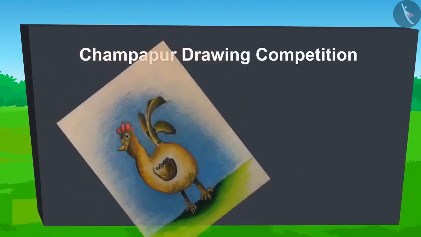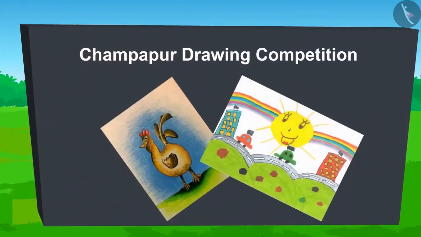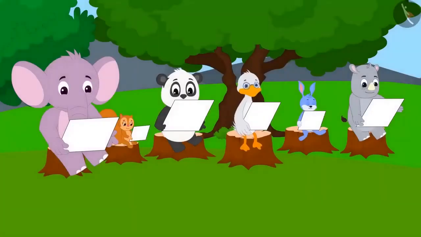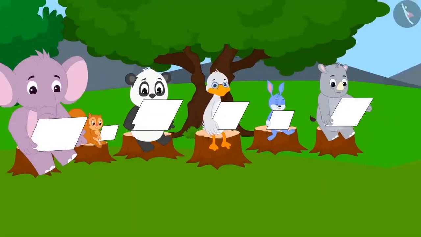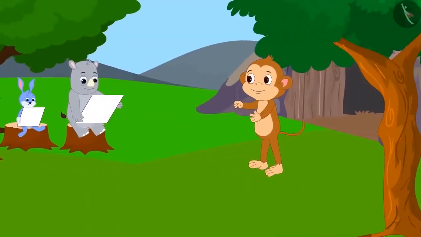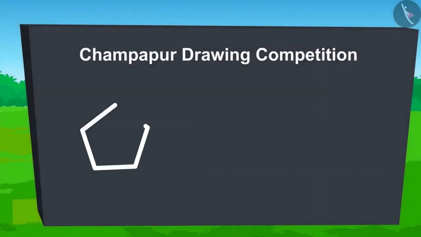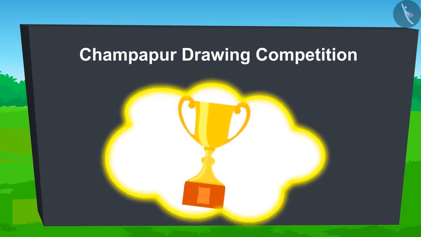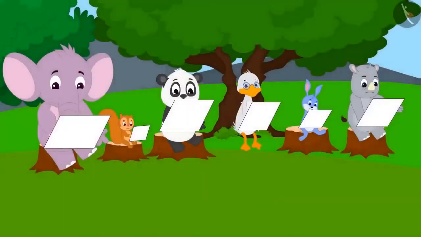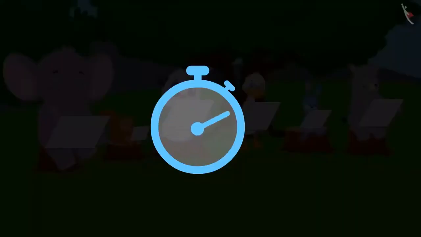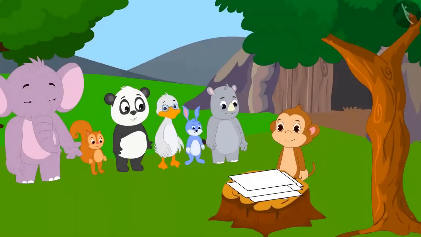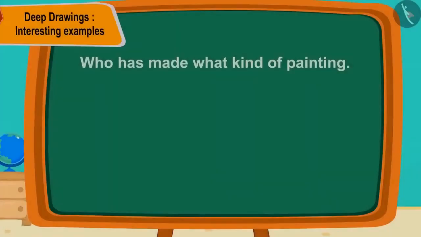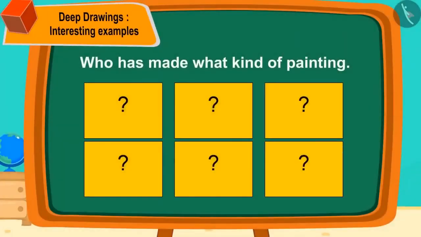Today, a drawing competition has been organized in Champapur. Everyone is ready with paper and pencil. Babban, the director of the competition, said that they can draw any shape. The person who creates the most beautiful picture will win a prize. Everyone started drawing their own pictures. Time ran out and everyone gave their pictures to Babban. Let's see who has made what kind of picture.